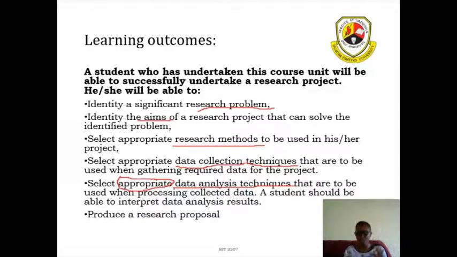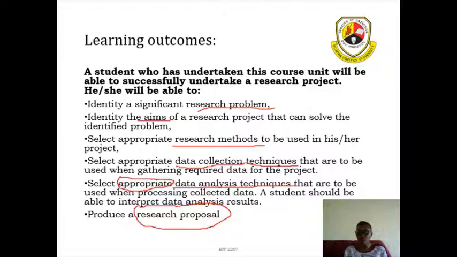So you must have an appropriate technique to analyze the data. So we want to be able to pick those appropriate techniques. So for you to write your research proposal, you must have all these skills, the skills that we have pointed out. And that is what we want to impart. We may learn so many things. There may be other things we may pick up at the end of this course unit.